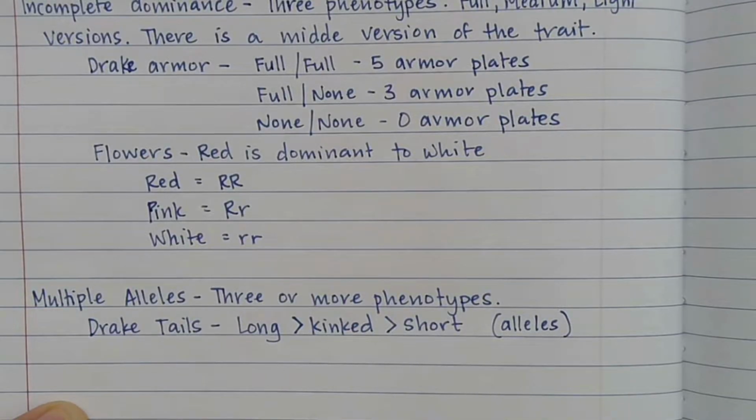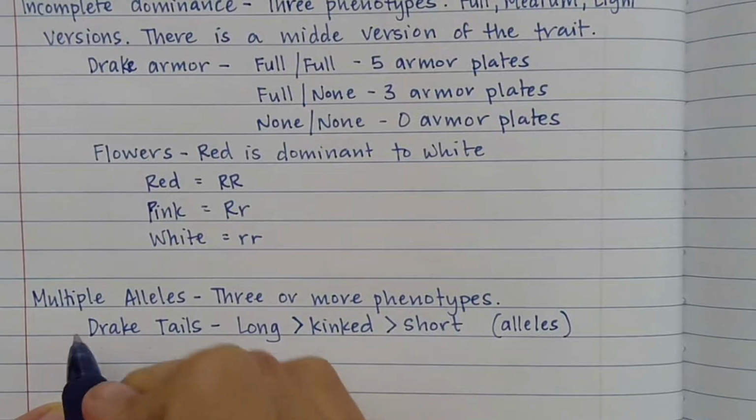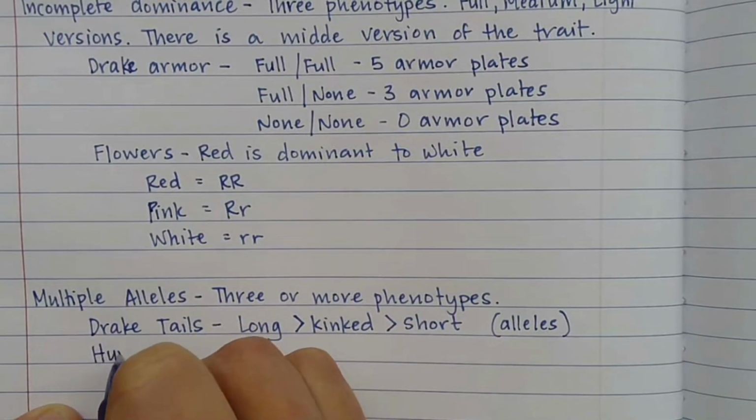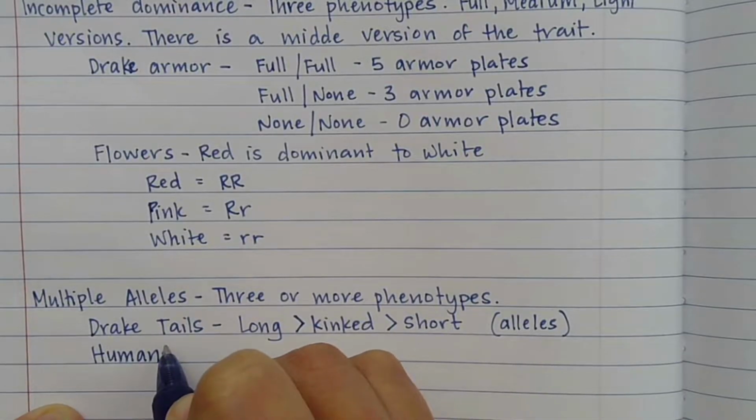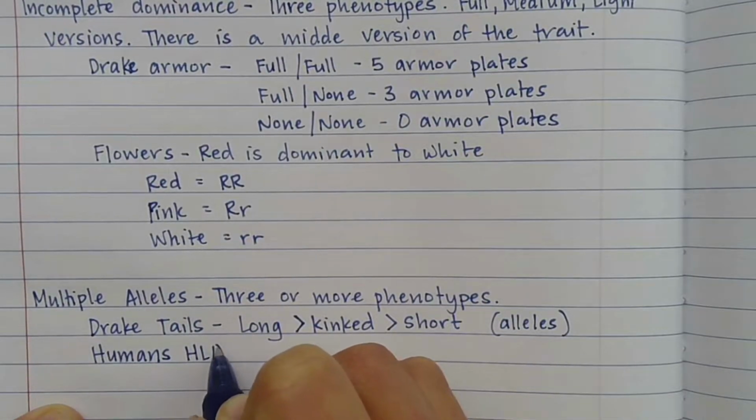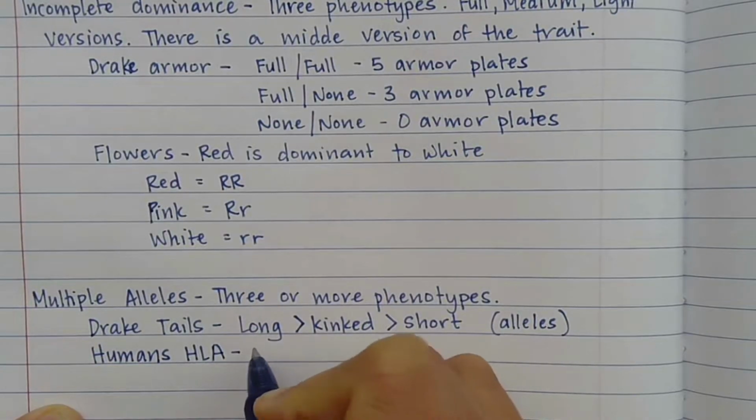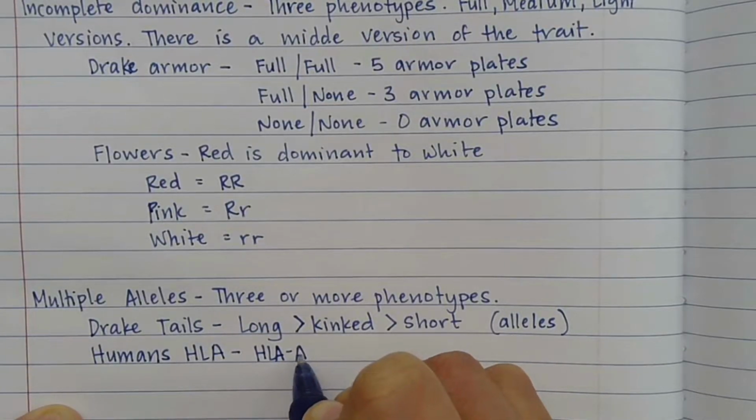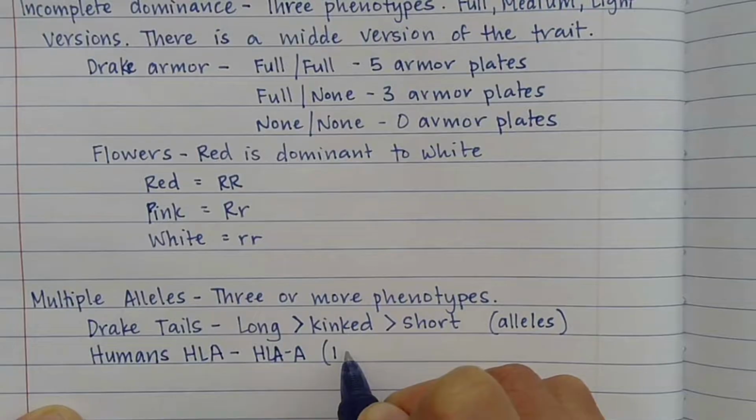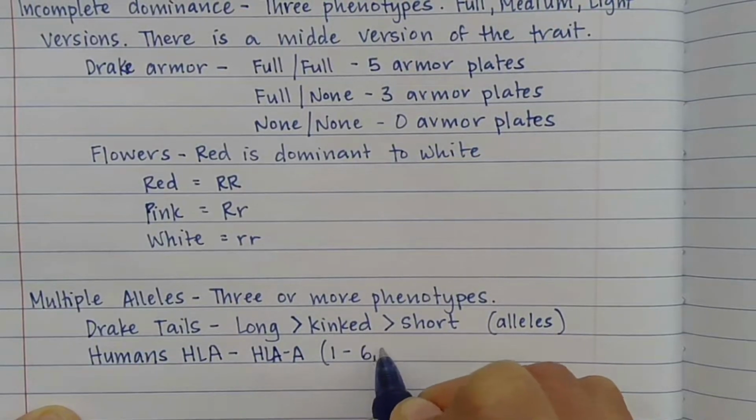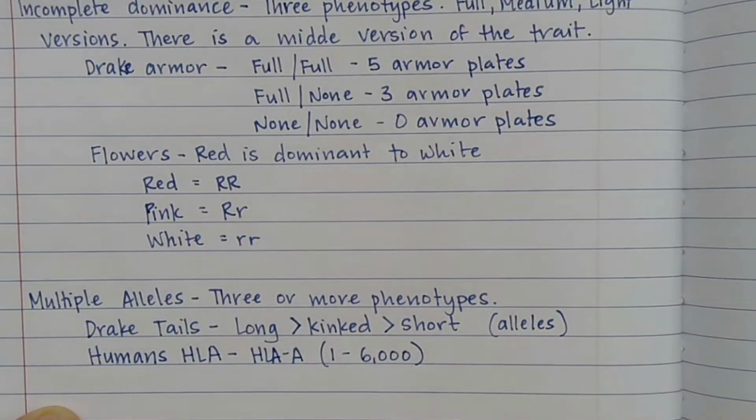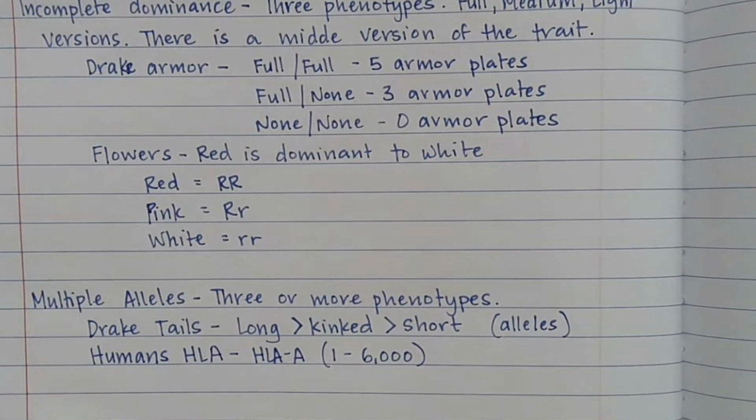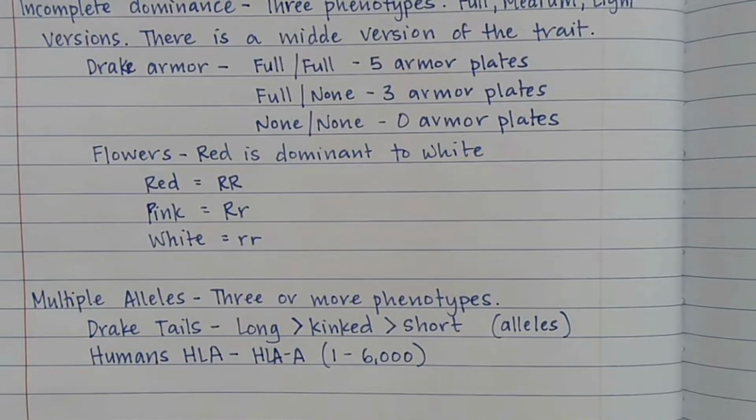Now, we've seen multiple alleles with HLA markers. So in humans, you have HLAs, where you could have like HLA-A, and you could have 1 through like 6,000 different versions of that gene. So you could have all those different alleles, and that's going to make all the different combinations that you can end up having for just that one gene of HLA-A.